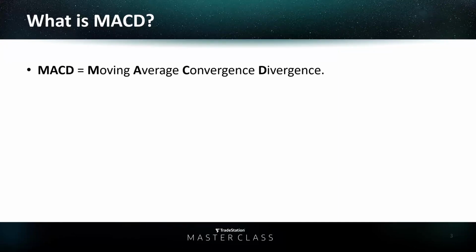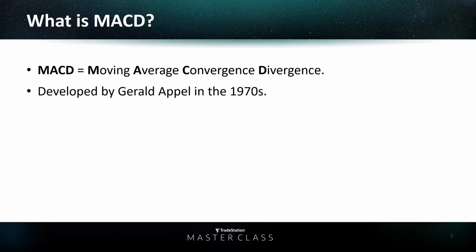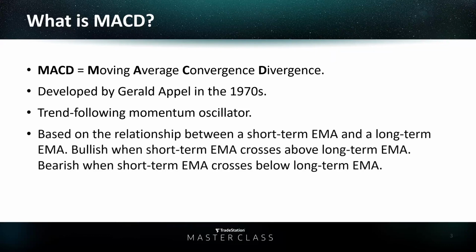Well, let's start discussing MACD. MACD is an acronym. It stands for Moving Average Convergence Divergence. It was designed by a gentleman named Gerald Appel in the 1970s. It's an oscillator, but it's an oscillator that is used most of the time as a trend following type of indicator. And it pretty much uses the relationship between exponential moving averages to generate signals.